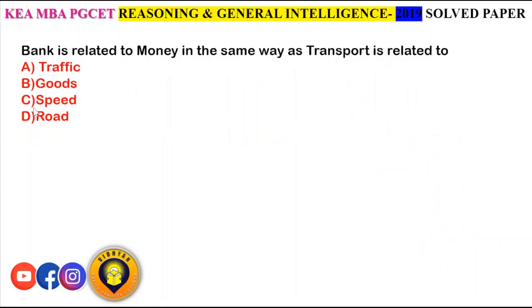Next one. Bank is related to money in the same way as transport is related to what? See, in the bank you will deposit money. So money is stored in the bank, deposited in the bank. In the same way, transport. So in transport, what do you carry? You carry goods, right? So transport is related to goods.